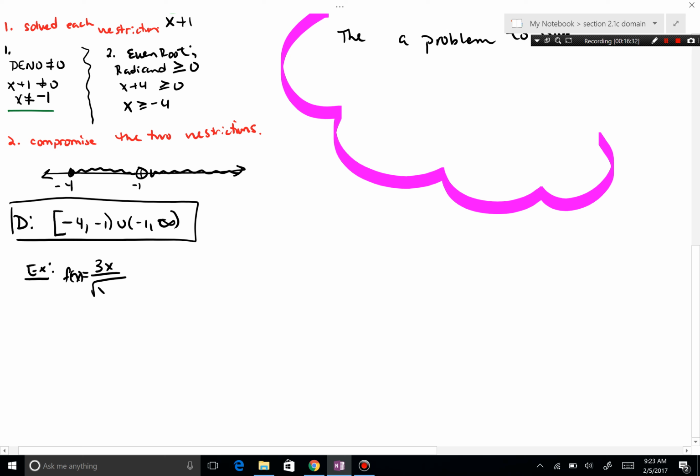So here we go. All right. So you look at this and you're saying, well, what are our 3 restrictions if we're trying to find the domain? Do we have a denominator? Yes. Do we have an even root? Yes. Okay, so we have stuff to do. Even root here, denominator is the entire thing.